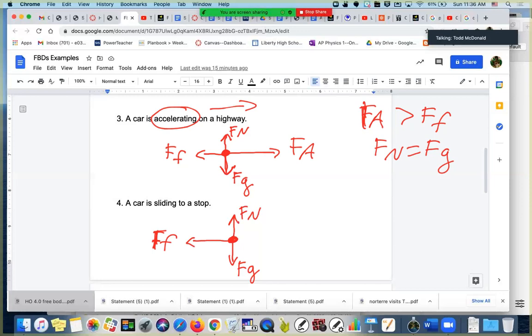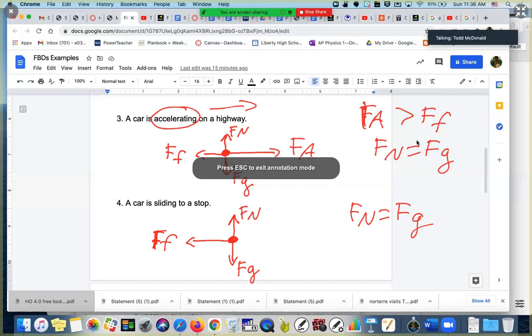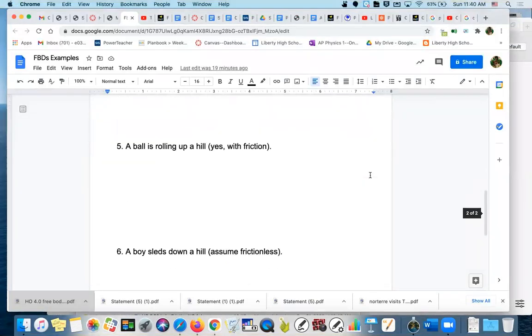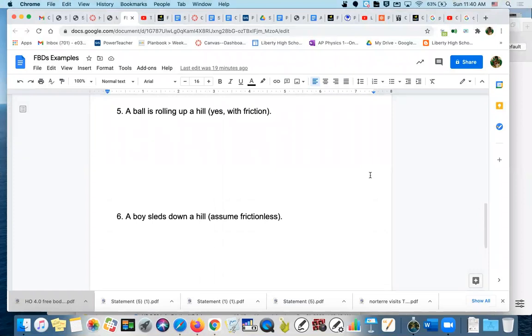So in the X direction, the only force is the force of friction, and that's what's going to get it to slow down. In the Y direction, your normal force is still equal to the force of gravity. Okay, so those are the only forces acting to get that car stopped. Okay, all right, I've got two more quick examples for you. A ball rolling up a hill, and then we have a boy sledding down the hill.